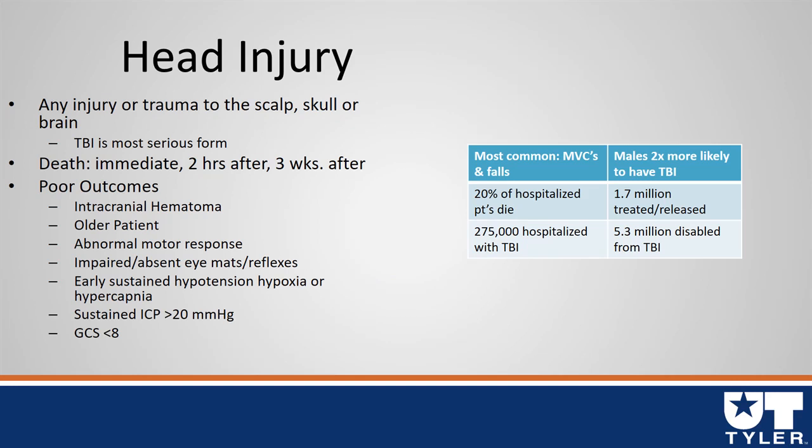The first acute intracranial problem we're going to cover is head injury. A head injury is any injury or trauma to the scalp, the skull, or the brain. This encompasses all kinds of injuries. The most serious form of head injury you'll hear is called a TBI, or traumatic brain injury.